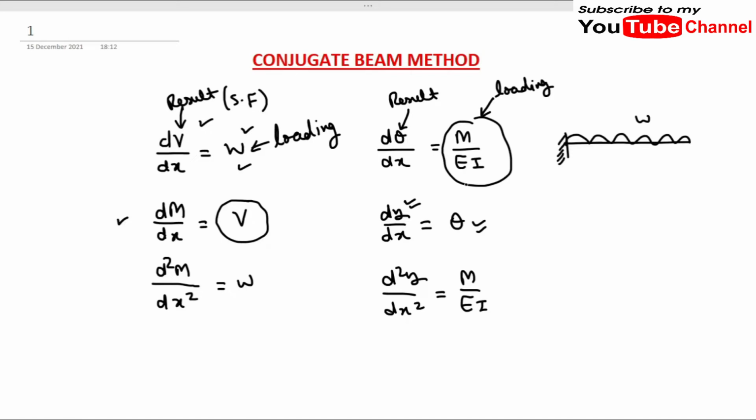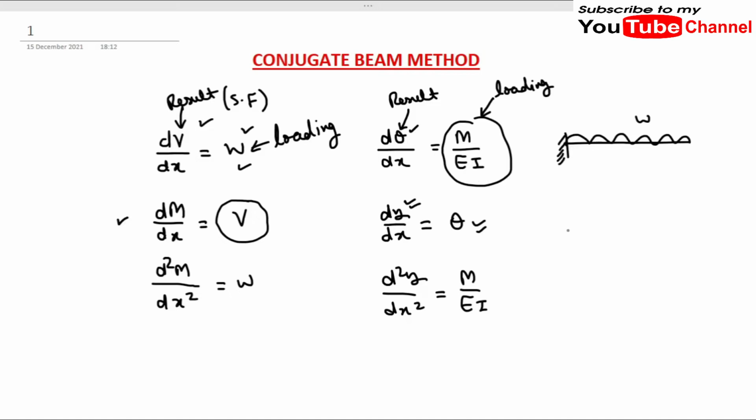So we will apply this M/EI as the loading on the beam, and we will use mathematics, or you can say we will analyze the beam, and then we will get this slope. So this is the basic idea behind this method. Now we will see how we will apply this M/EI loading.